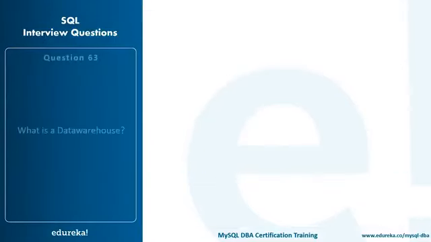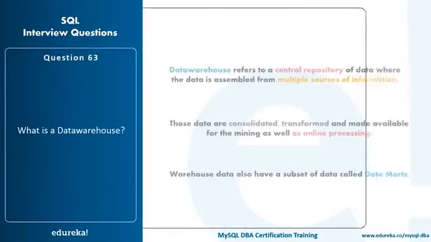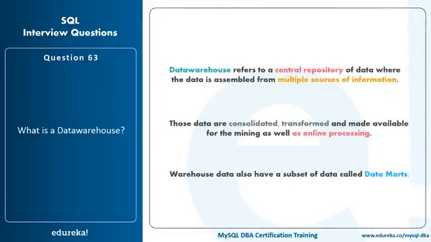Next, let's understand what is a data warehouse. A data warehouse refers to a central repository of data where the data is assembled from multiple sources of information. Those data are consolidated, transformed, and made available for mining as well as online processing. Warehouse data also has a subset of data called the data mart. So a data warehouse can be understood as a central repository of data where the data is assembled from multiple sources of information. So guys, that was about data warehouse.